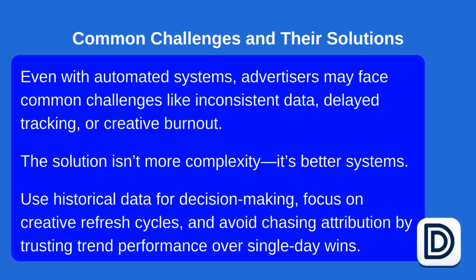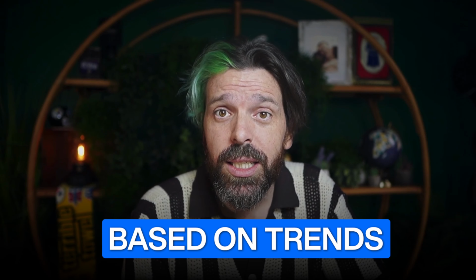Now, I wanna talk about a couple challenges and their solutions. Even with automated systems, advertisers will face common challenges like inconsistent data, delayed tracking, or creative burnout. The solution isn't more complexity, it's better systems. Use historical data for decision-making, focus on creative refresh cycles, and avoid chasing attribution by trusting trend performance over single-day wins. Really, this is all about making sure that when you make a decision, it's a well-informed decision based off of trends, not single data points, and that you're trying to solve the problem by making things simpler.